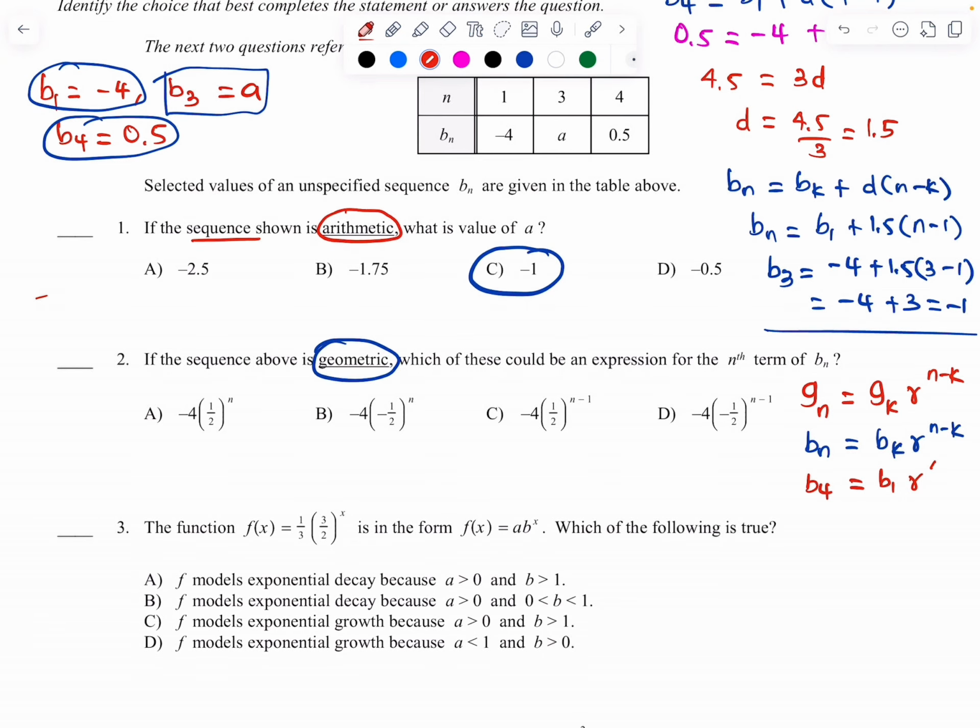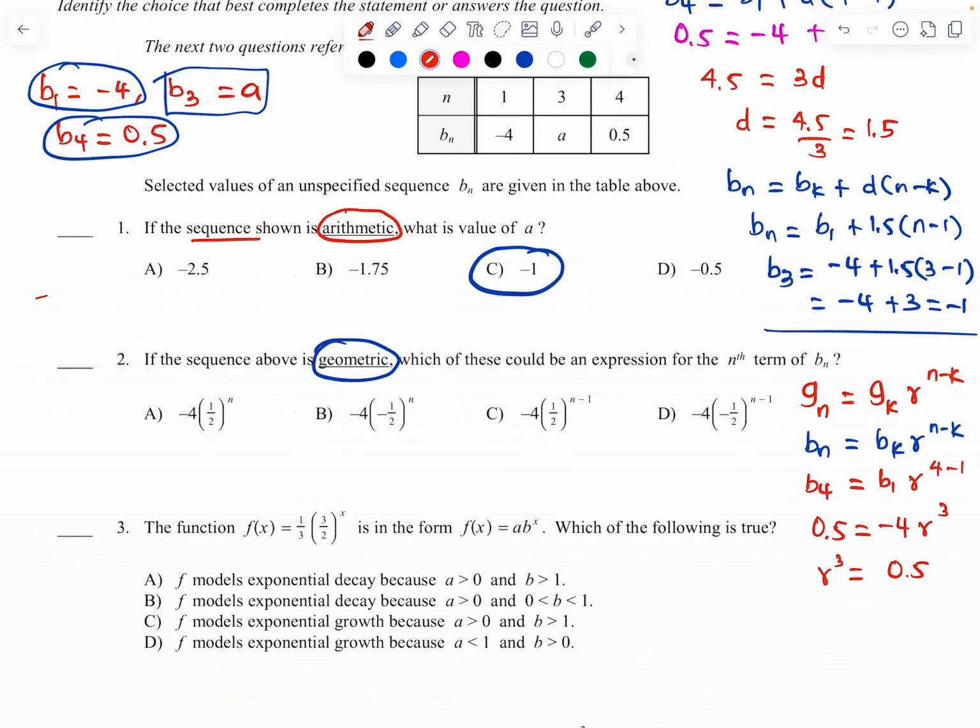And then I notice this one will be 1 minus 4 minus 1, and then my b4 is 0.5, equals to what is my b1. My b1 is -4, and then I have r raised to power 3, not divided by 3. So now what I have to do is to divide both sides by negative 4. So I divide both sides by negative 4.